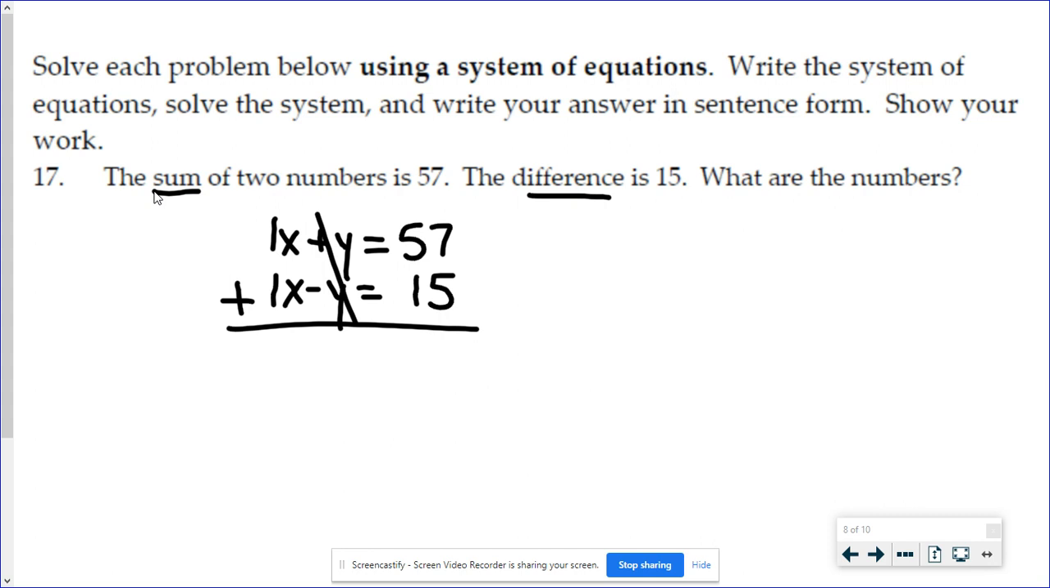I just lost my connection. I'm just waiting for my smartboard to reconnect. I'll give it a second here and I'll just keep talking for a minute.